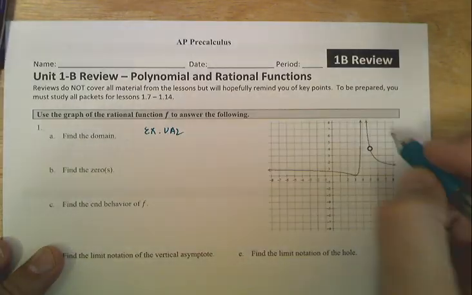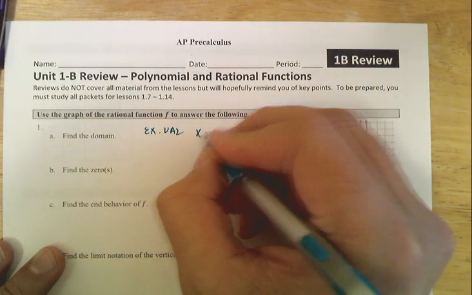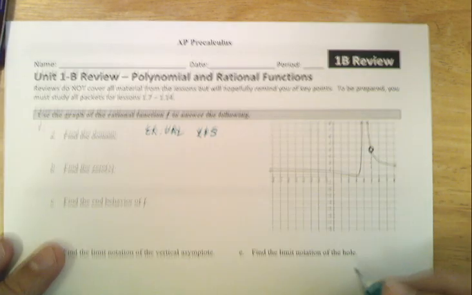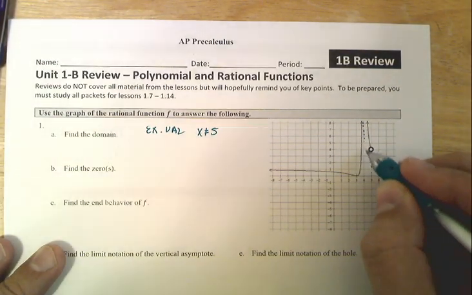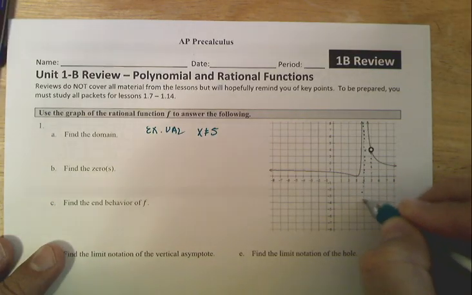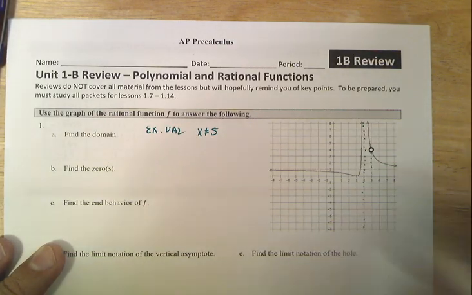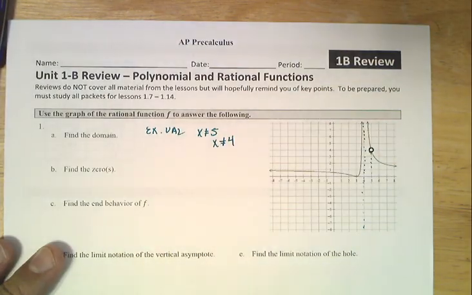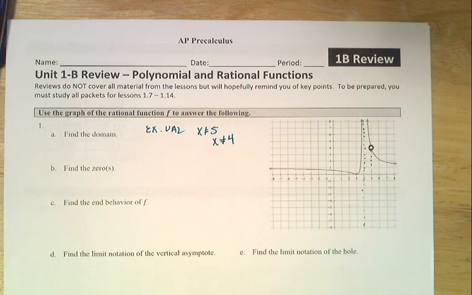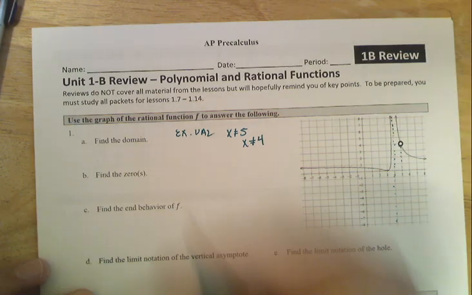And looking over here, we can see I have a hole at x equals 5, so x can't equal 5. That's one of my excluded values. And I have what appears to be a vertical asymptote on this little dotted line right here. So that is at 4. So x can't equal 4. So there are my excluded values, which means I should have 2 breaks in my number line where those values are excluded.